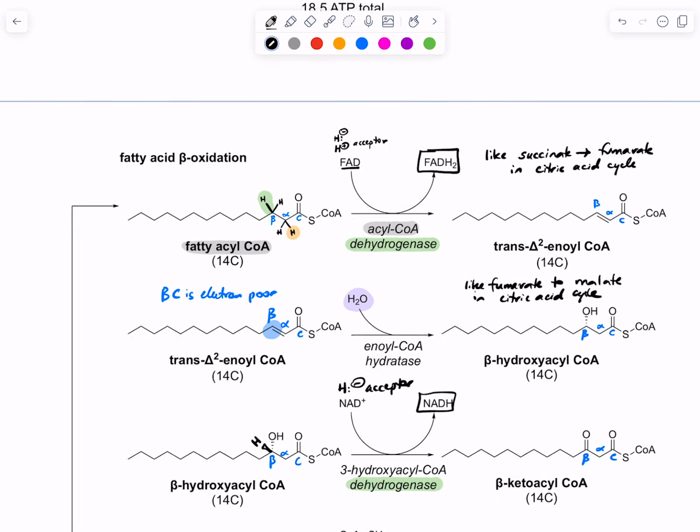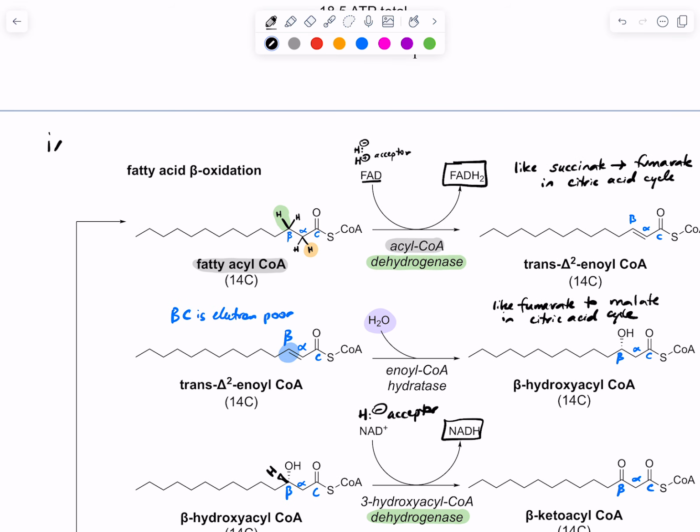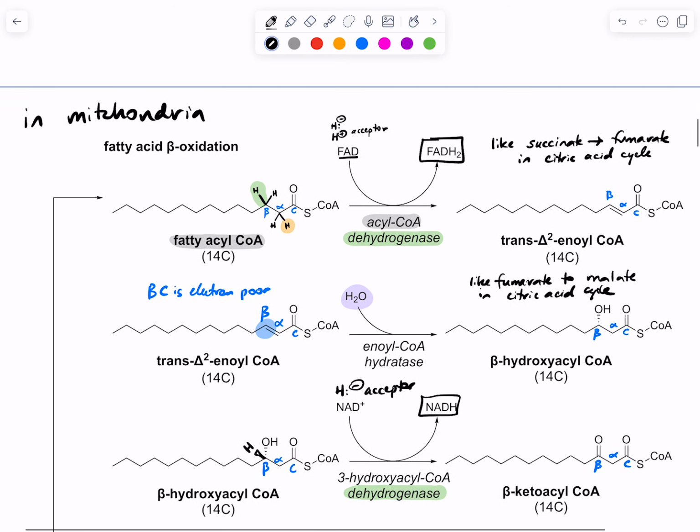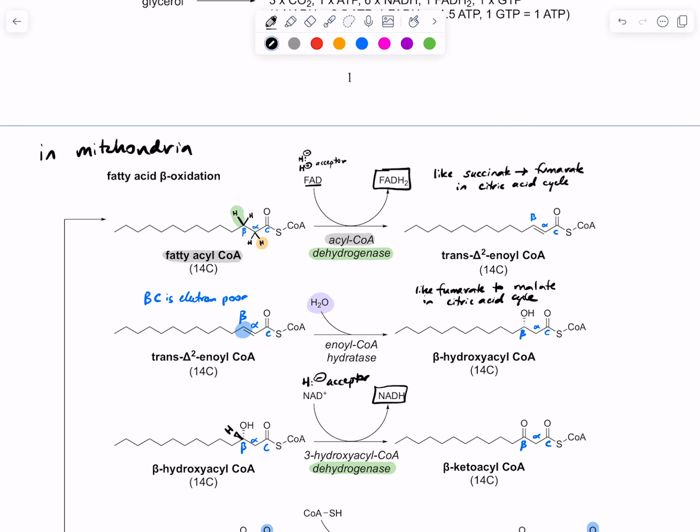So yeah, fatty acid beta oxidation happens in mitochondria, which I guess makes sense because if you're going to be churning off acetyl-CoA, then it makes sense to have it going right where the citric acid cycle is. Okay, here's an interesting question.